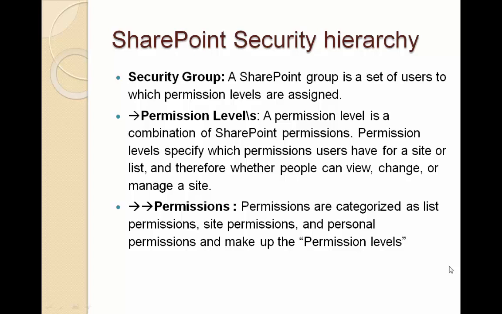Some of the permission levels that we have seen are full control, read, contribute, edit. So these are some of the permission levels, and of course, we're going to see more of these pretty soon. Permissions is the lowest level in the hierarchy, and permissions are categorized as list permissions, site permissions, and personal permissions, and make up the permission levels. So a permission level is made up of permissions. By default, there are 33 permissions which ship with SharePoint, and these cannot be created or deleted.